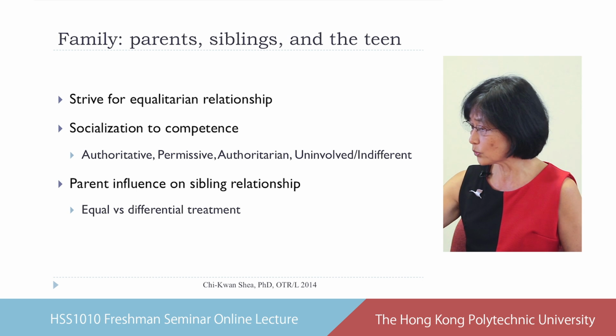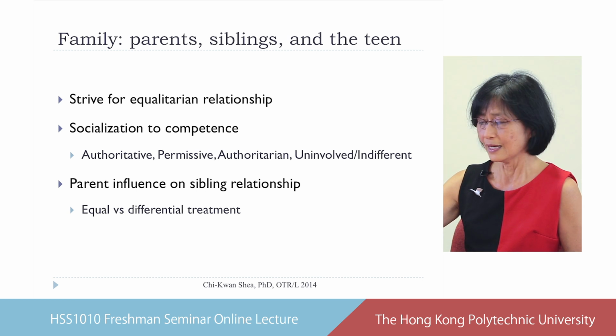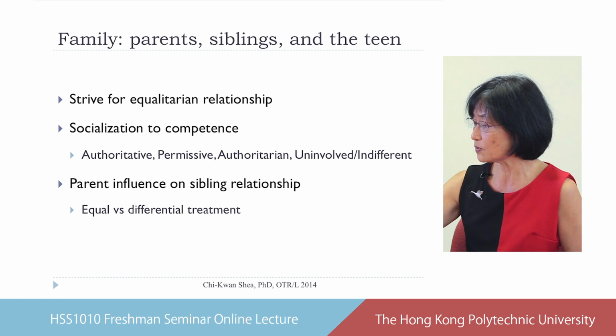It is really important to recognize the need for the teen to strive for a more equal relationship within the family. It is a process that must take place successfully in order for the youth to gain sufficient confidence in self and eventually thrive independently from his or her family. Parents' job is to support the youth's socialization to competence. Therefore, the parenting style and sibling relationship may impact the teen's ability to achieve that maturation.